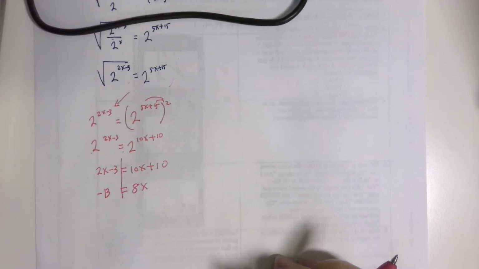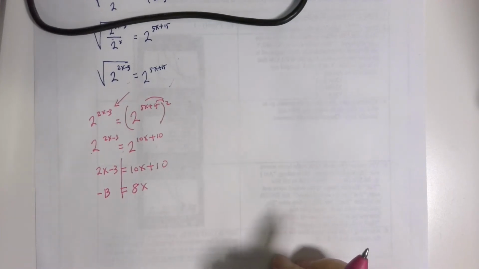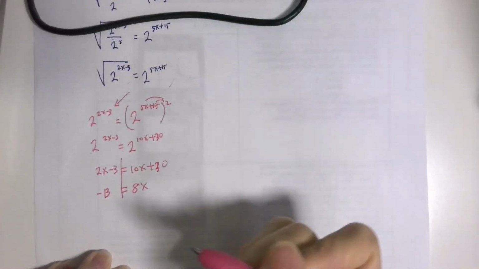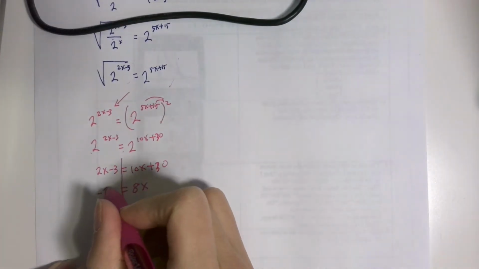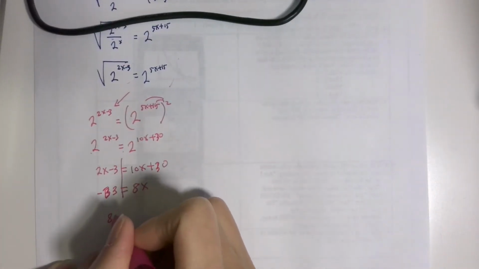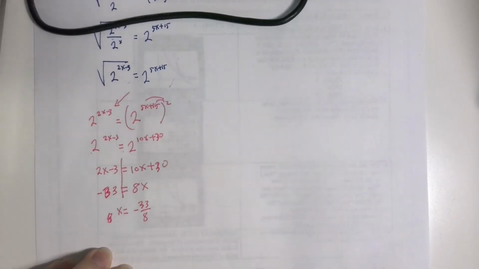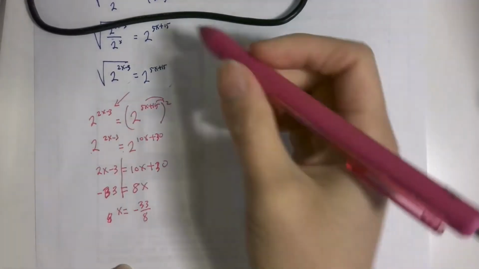Did I do it right? Oh, I wrote that wrong. Oops, that's supposed to be 15. Sorry, guys. So 30. So subtract 30, negative 33. That means x is going to be equal to negative 33 over 8. So that's the correct answer. So that was option number 1.